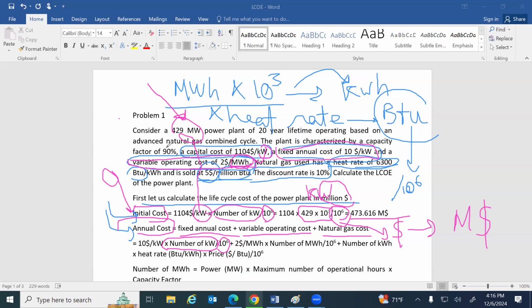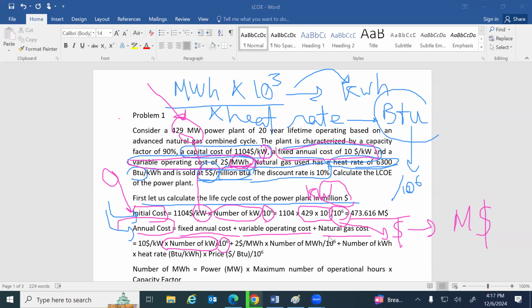You multiply by the capacity factor and by the number of hours per year. Okay. So now when we add all of these, we'll get the total cost related to these 3 parameters.